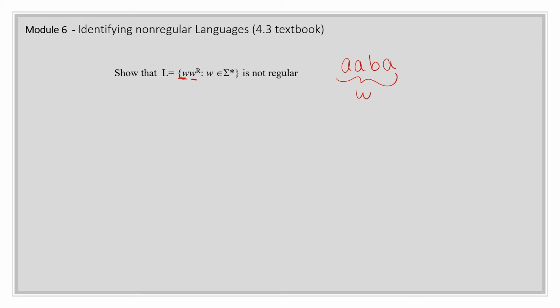So W reverse is going to have to be A, B, A, A. That would be W reverse. And then if I consume this string, I'm going to be able to go to a final or accepting state, right? So how can I take this part of my string in a regular language in a DFA and keep track of all the symbols so that I can match them in reverse on the second half of the string?